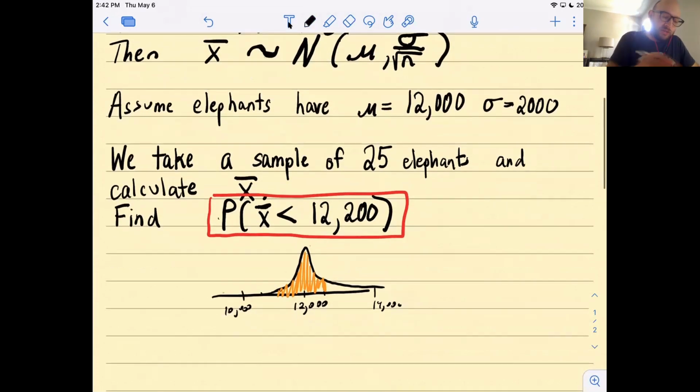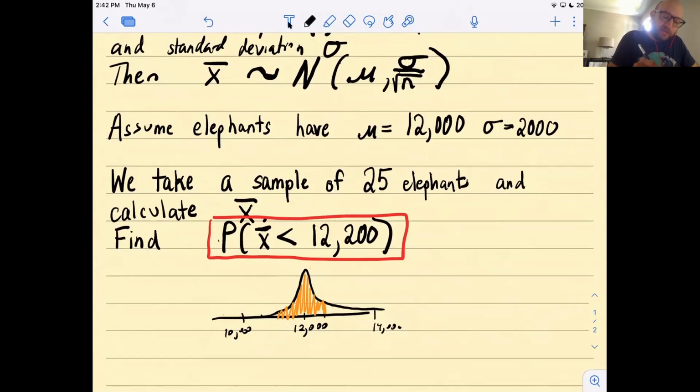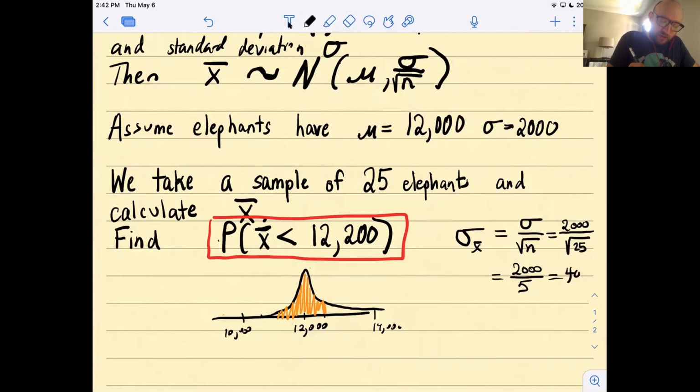So all we need to do is plug into this formula. The last standard deviation was 2000, the original. The new standard deviation, you can write it as sigma x bar, sigma sub x bar. So the standard deviation for the sampling distribution is sigma, the original, over square root of n. And so I'm going to just punch it in, 2000 divided by the square root of 25. And that's going to be 2000 over 5. And so this is just 400.